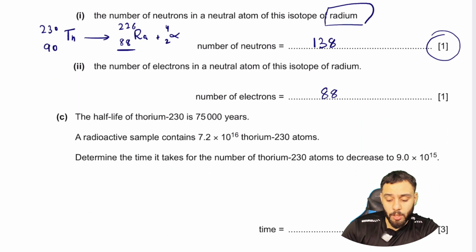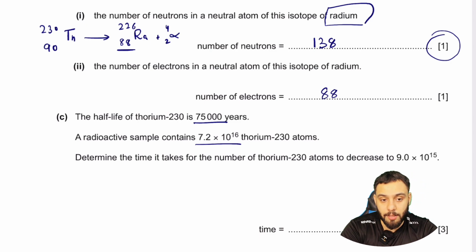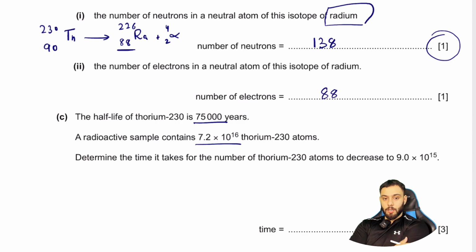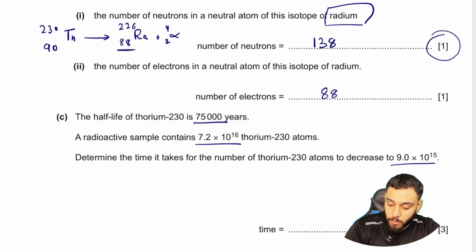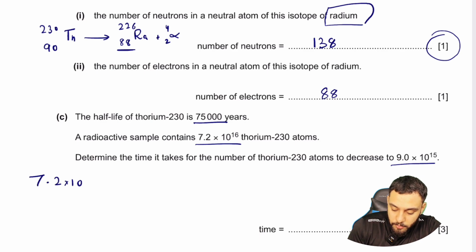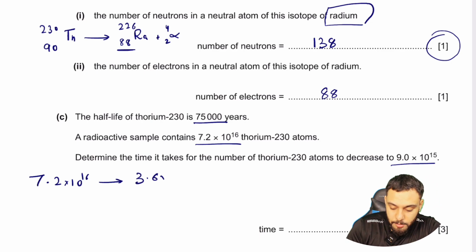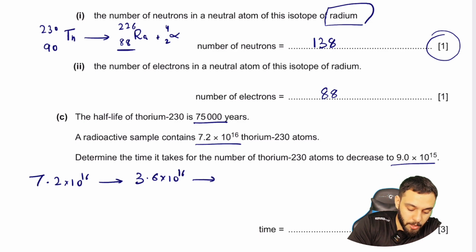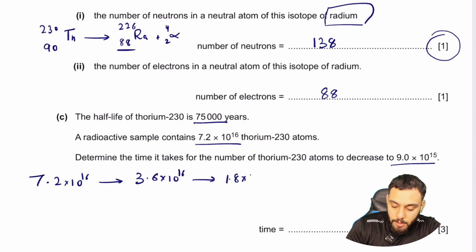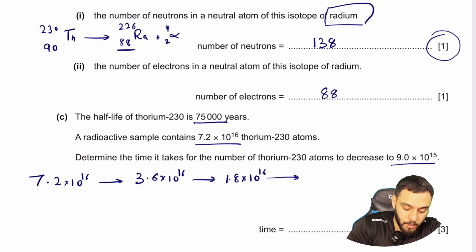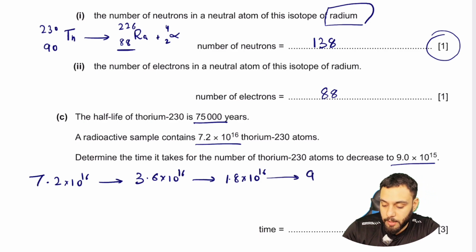The half-life of thorium is 75,000 years. The radioactive sample contains this many thorium atoms. Determine the time for the number of thorium atoms to decrease to this particular value. So that's pretty good. 7.2 times 10 to the power of 16 would decrease to half of its value. So when it would be half, it would be 3.6 times 10 to the power of 16. Again, it would be half to become 1.8 times 10 to the power of 16. Again, it would be half to become 9 times 10 to the power of 15.